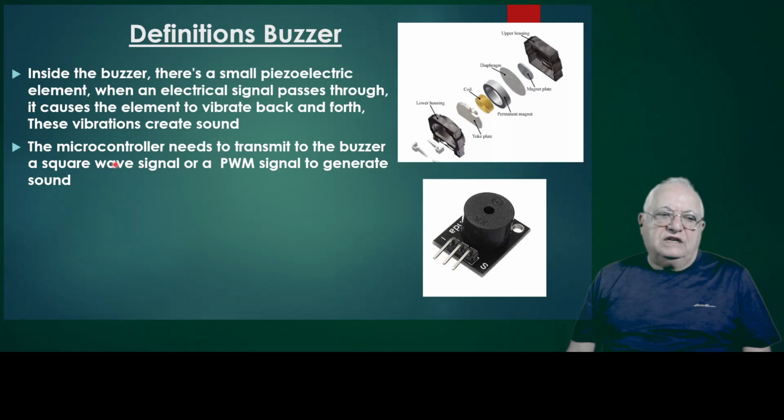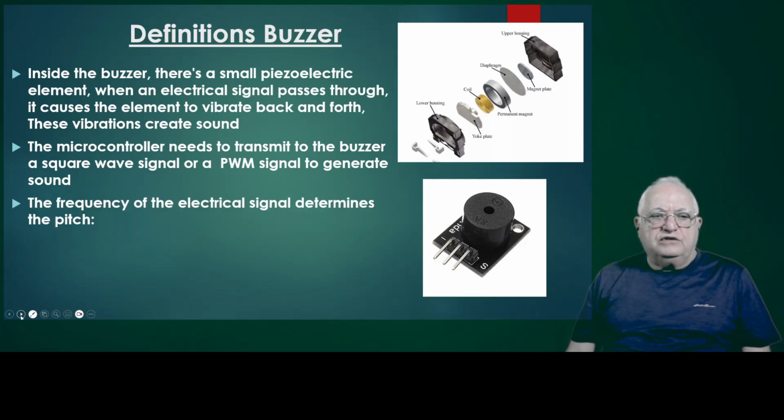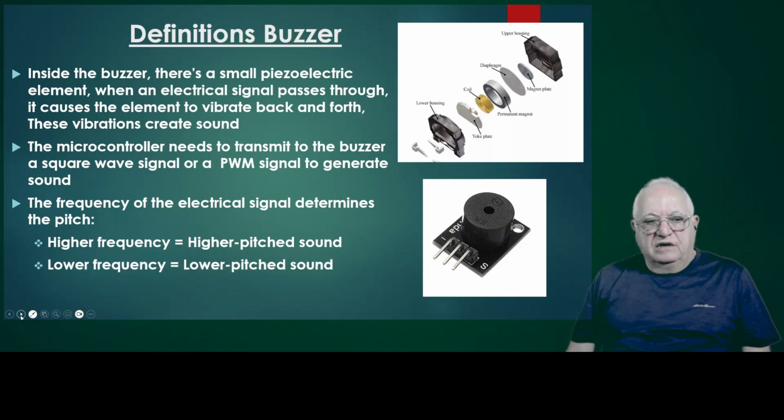So either you send it a square wave by turning your output to on and off, or you can use the pulse width modulation. In our first sample, we're going to use sending a square wave, and then the follow-up samples, we're going to see how we use the pulse width modulation. The frequency of electronic signal determines the pitch. Higher frequency, higher pitch sound. Lower frequency, lower pitch sound.